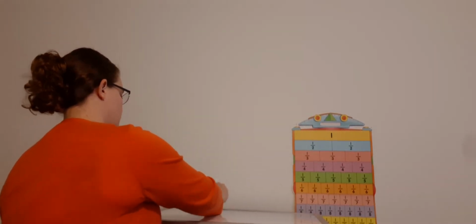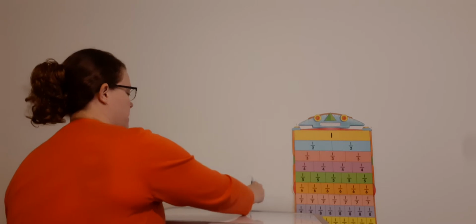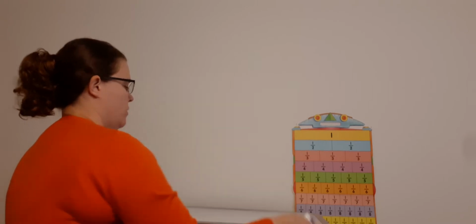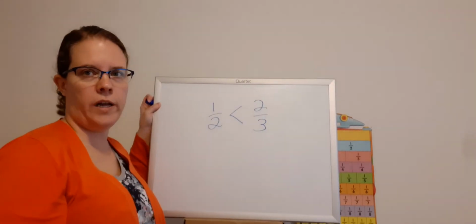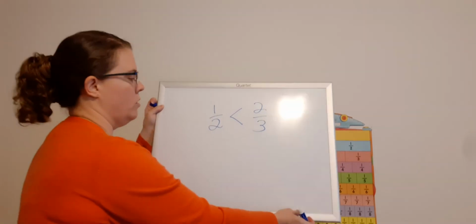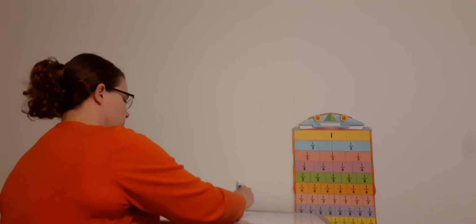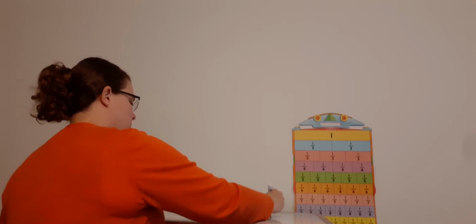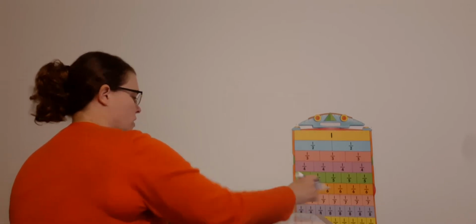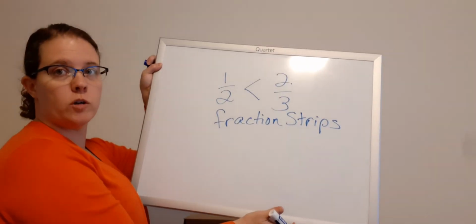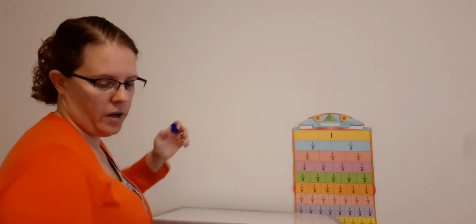So you should have this written. 1/2 less than 2/3. Okay? And the strategy we used would be fraction strips. So on the line, just write fraction strips. Okay? So you would just write this, because that's what we used. Fraction strips.